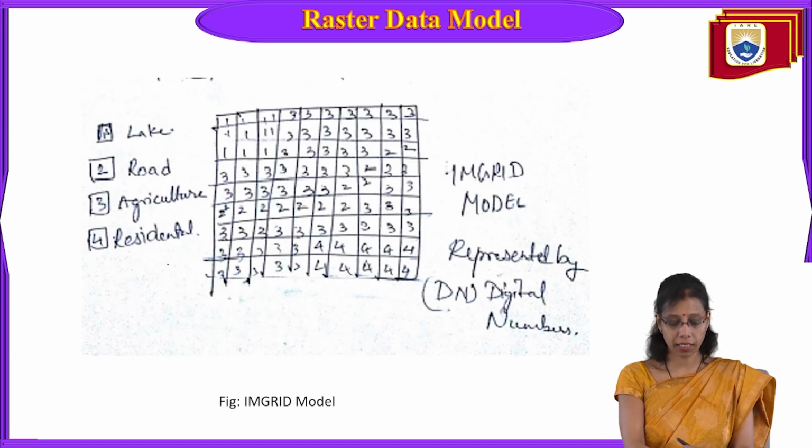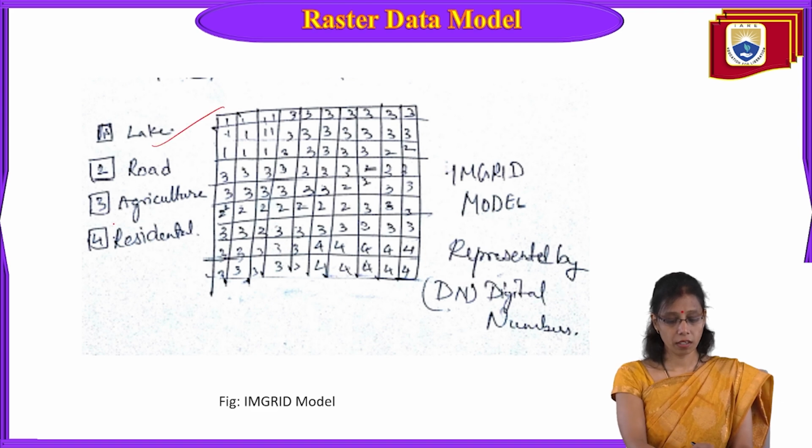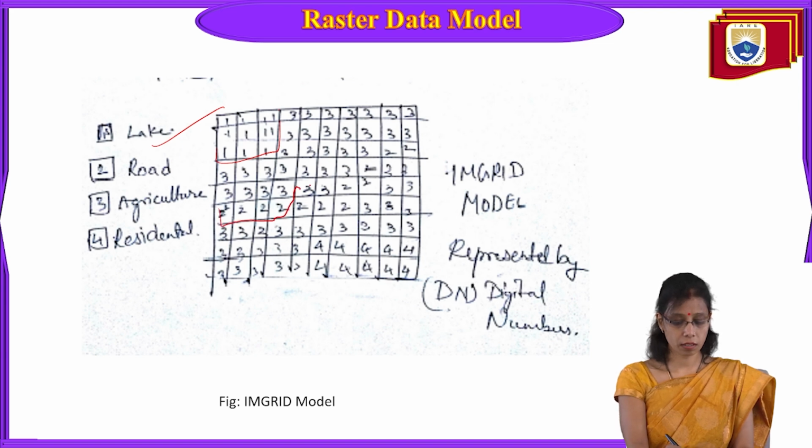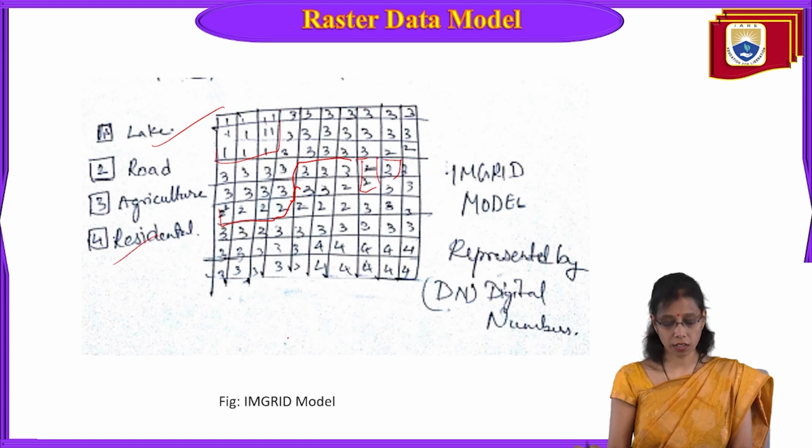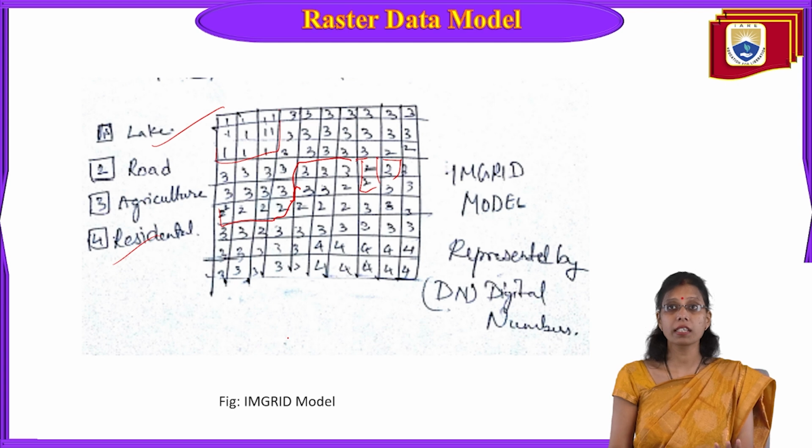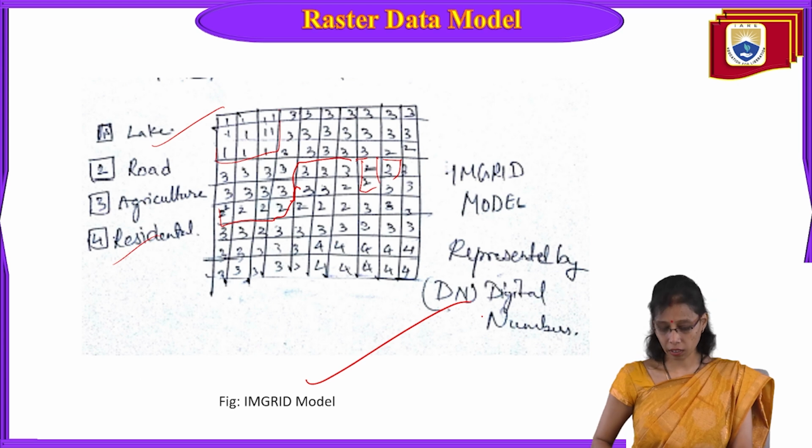So this is what I was telling you about: wherever 1 is there, it is lake. 2 is like this, you can see 2 here. So wherever 2 is there, that is road. 3 is agriculture. 4 is residential. I hope you understood. So this is called the in-grid model. The grid model is through the color representation, and this is called the in-grid model.